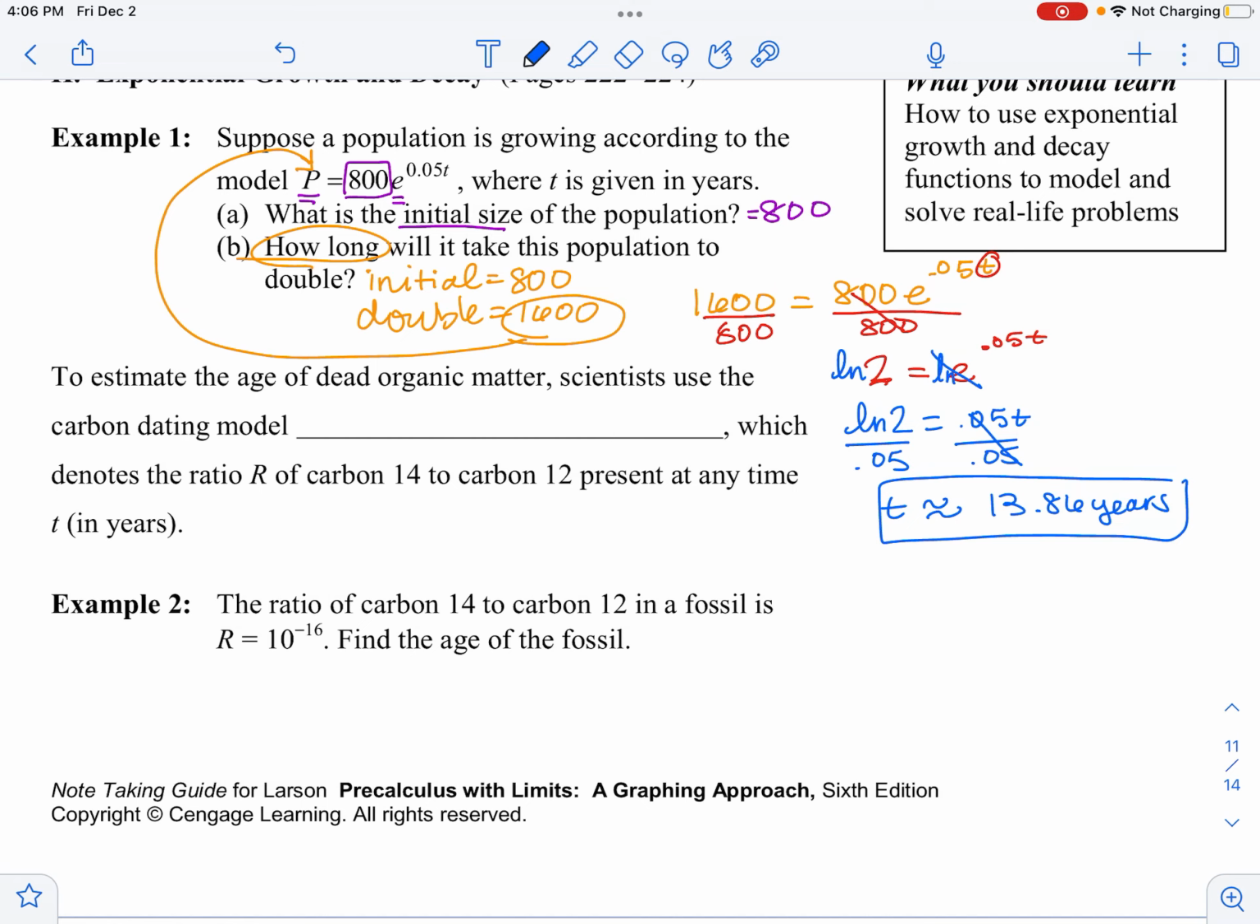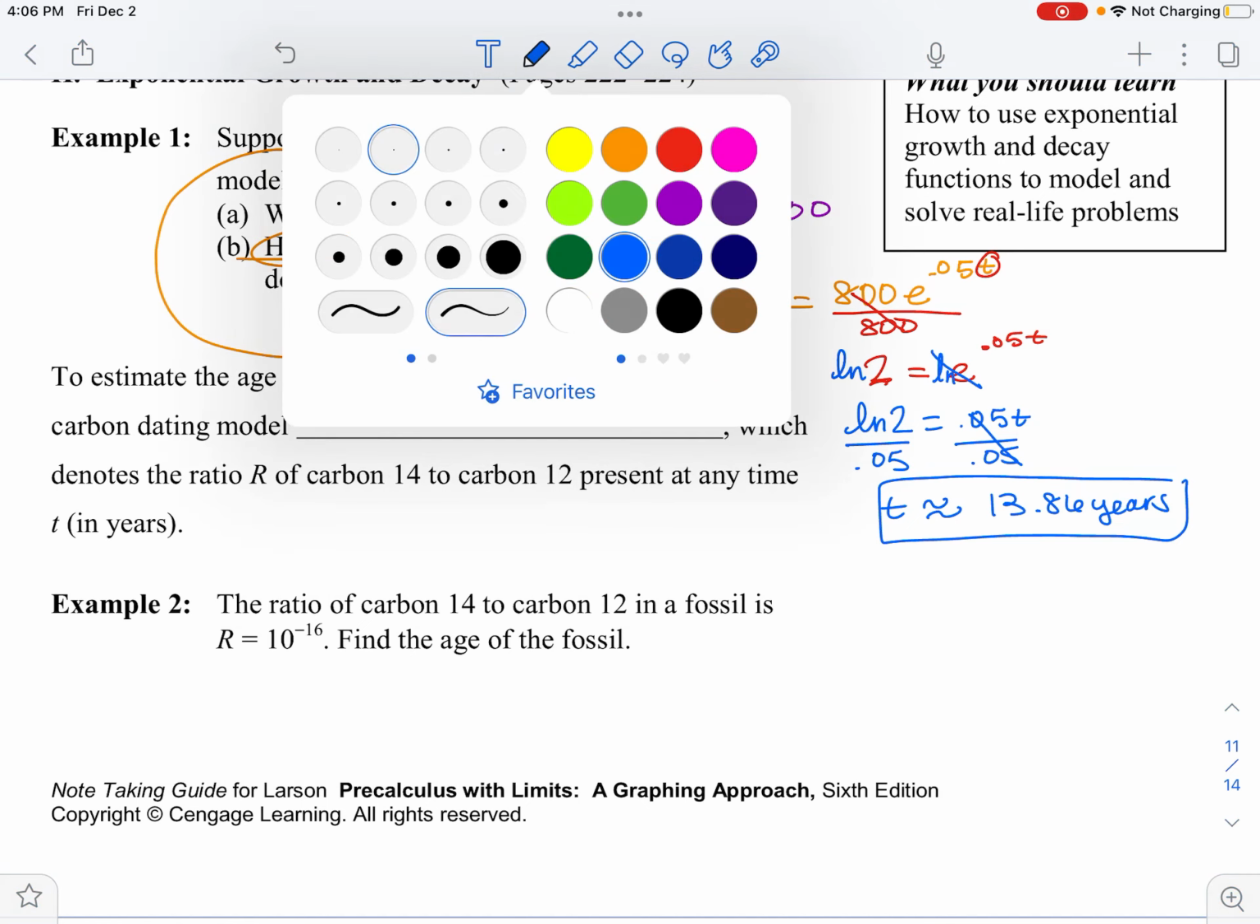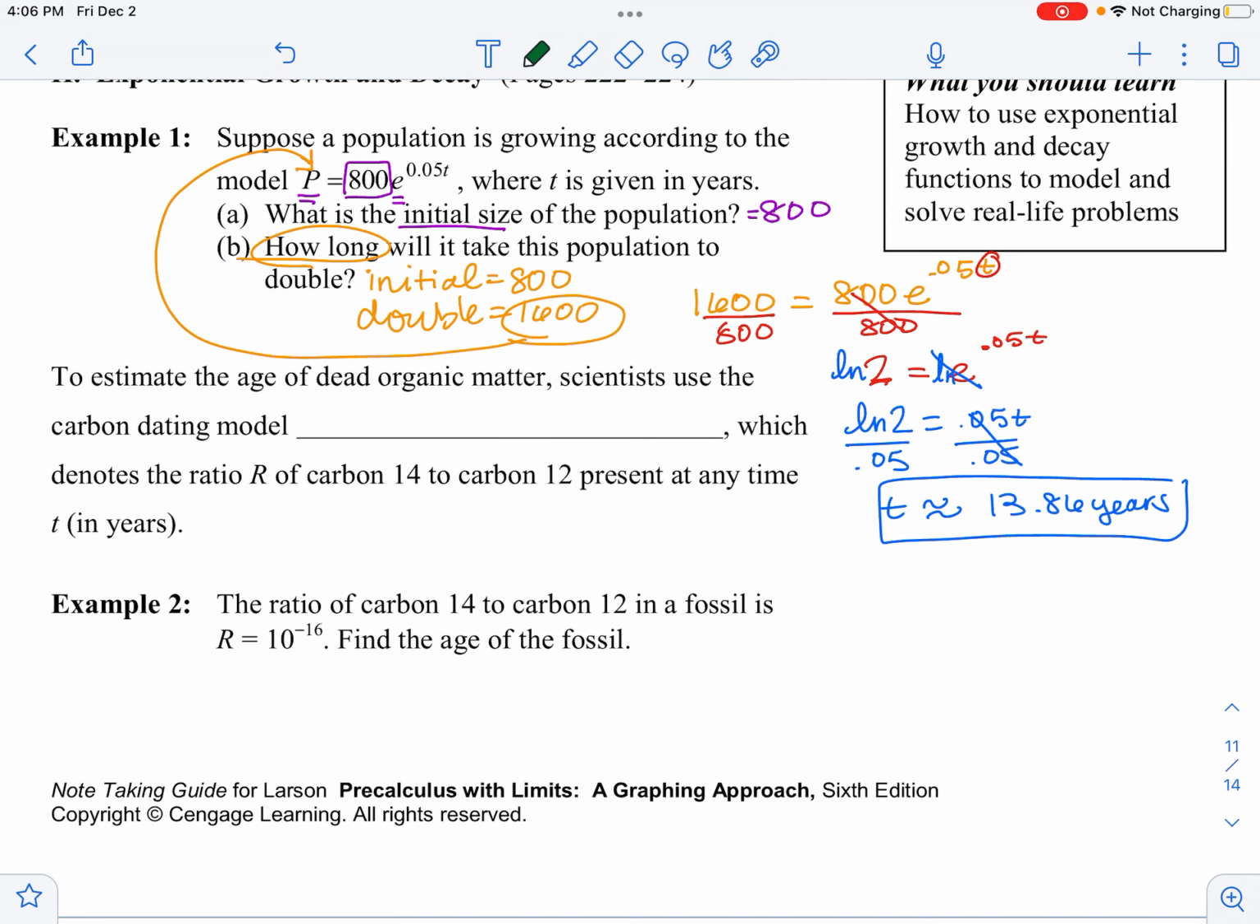And then, to estimate the age of dead organic matter, scientists use a carbon dating model that says R equals 1 over 10 to the 12th times e to the negative t over 8245, which denotes the ratio R of carbon-14 to carbon-12 present at any time t in years. So for example, if the ratio of carbon-14 to carbon-12 in a fossil is 10 to the negative 16, let's find the age of the fossil.